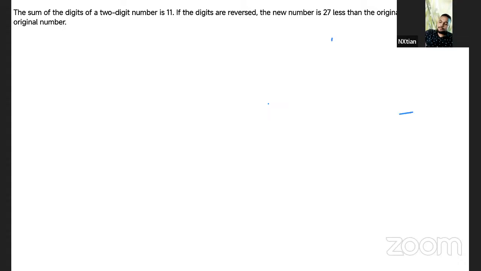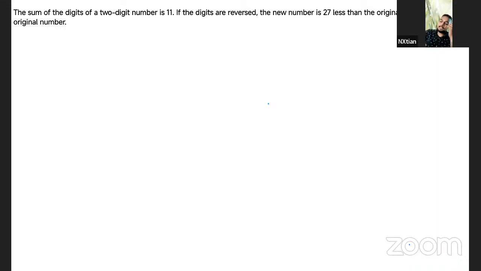If I say 45, how many digits are there in 45? Two digits. If I say 1003, how many digits are there? Four digits. Now this question says the sum of the digits of a two-digit number, which we don't know.